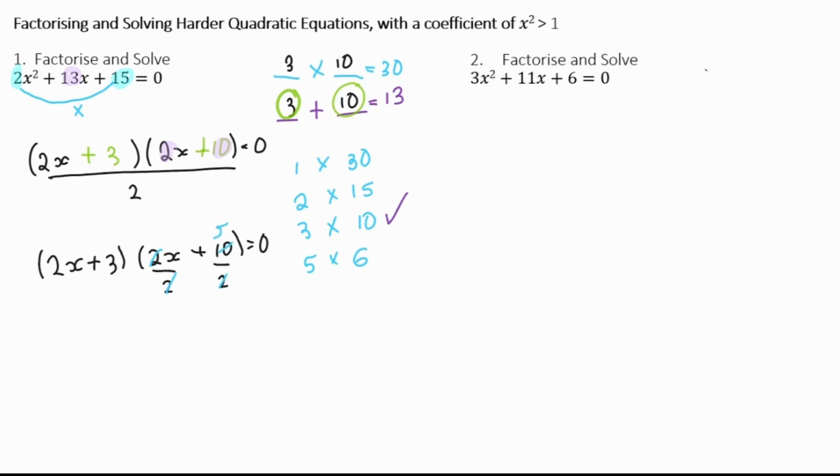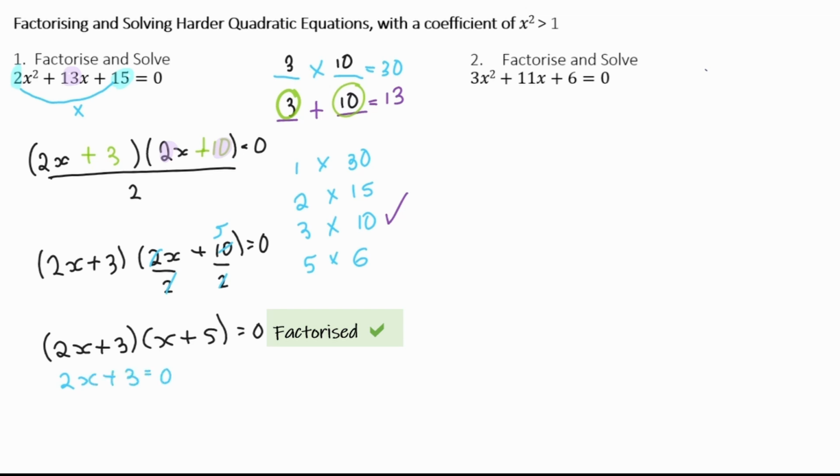So we can now rewrite these brackets, and the first bracket will remain 2x plus 3 and the second bracket would be x plus 5. So this is our factorized form of the equation, and if we now want to solve it, we would have to equate each bracket to 0. So we would put 2x plus 3 is equal to 0, and for the second bracket we would put x plus 5 is equal to 0.